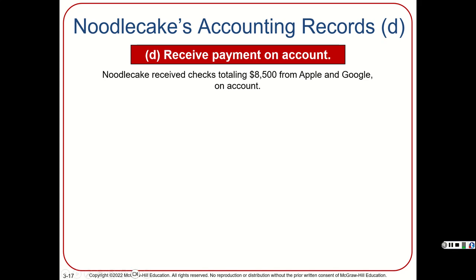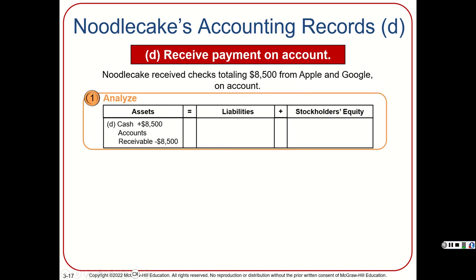This one, the company has received a check for $8,500 from Apple and Google on account. You're going to increase your cash account by the $8,500, and then your receivables are going to go down. Because generally, when they are selling the applications, then the companies that they buy them from are going to owe them the money.